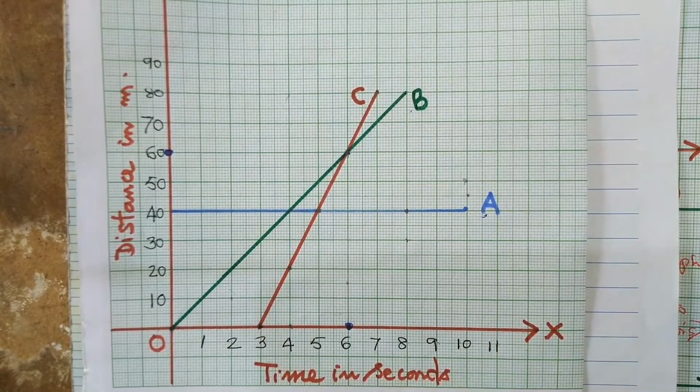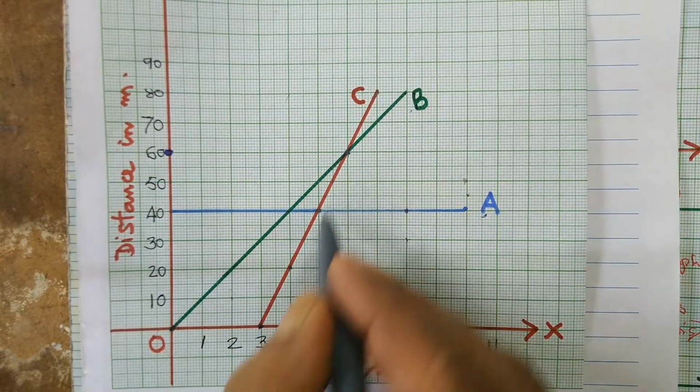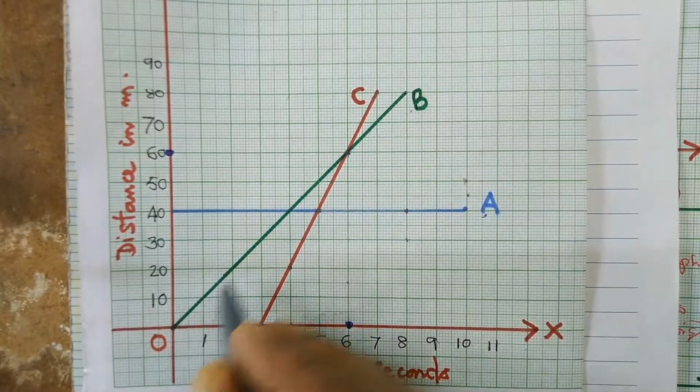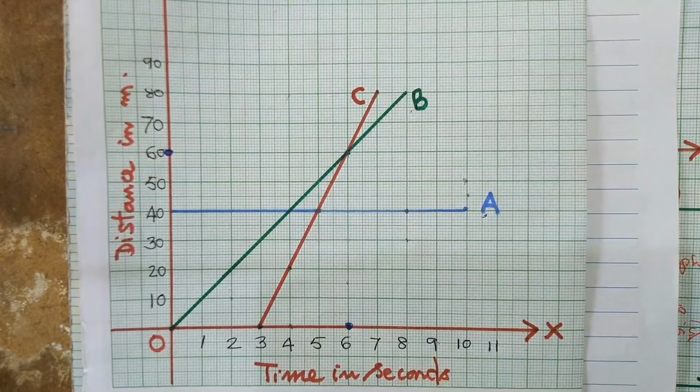Now, we have seen that C is having more velocity, B is having less velocity. How to calculate that one? That I will explain to you in the next class by taking the graph. Other graphs I will take up and explain to you.